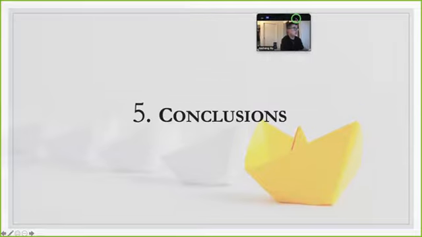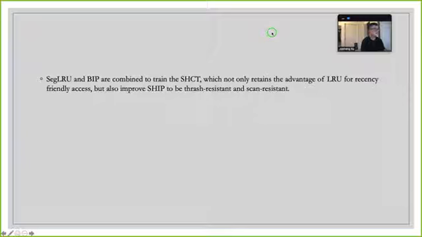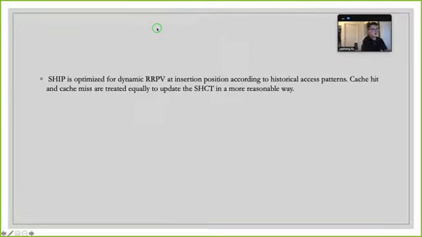Okay, for the last part, I will introduce the final conclusion that we made. First, SegLRU and BIP are combined to train the SHCT, which not only retains the advantage of LRU for recency-friendly access, but also improves SHiP to be thrash-resistant and scan-resistant. Also, SHiP is optimized with dynamic RRPV at the insertion position according to historical access patterns. Cache hits and cache misses are treated equally to update the SHCT in a more reasonable way.